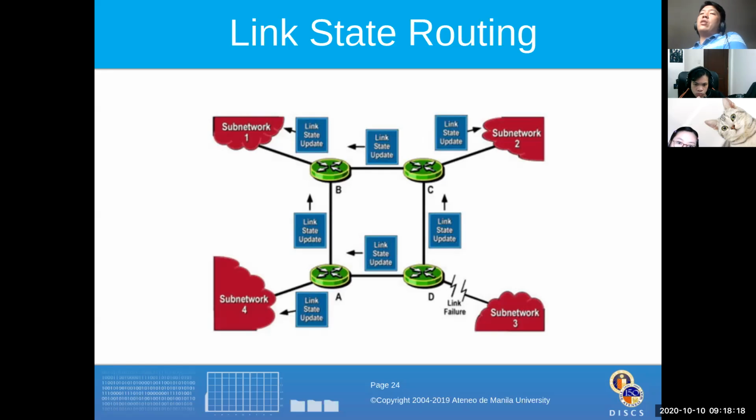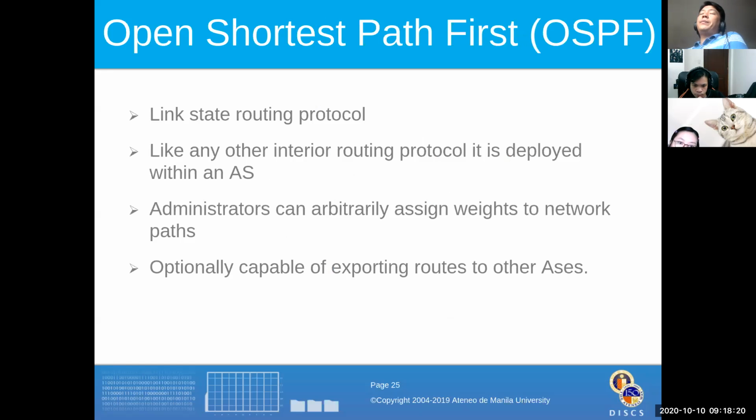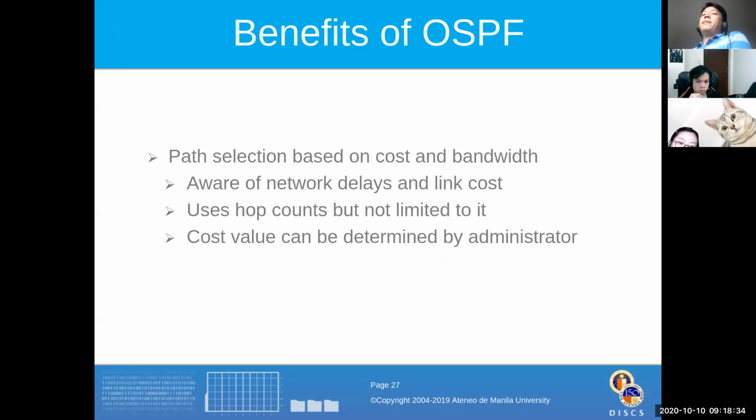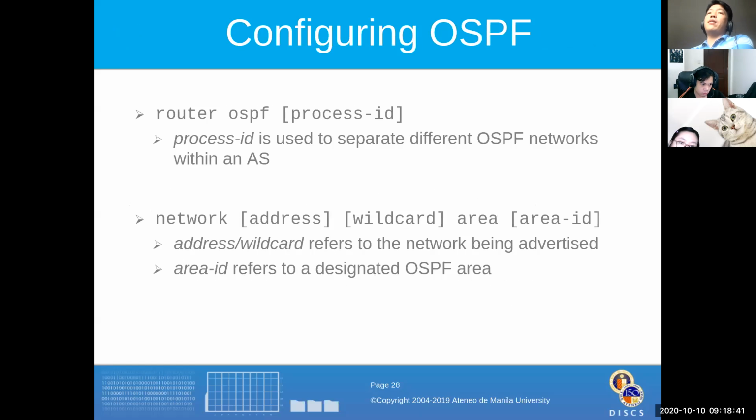This is just a visualization of link state updates. OSPF is the name of the actual protocol for link state routing. It is the most popular one. There are many, but this is the one that's actually used right now. And these are the benefits. Again, no limitation on hop count, fast convergence time, and it is aware of network delays and link costs, which is quite useful, right? But the cost is specified by the administrator.